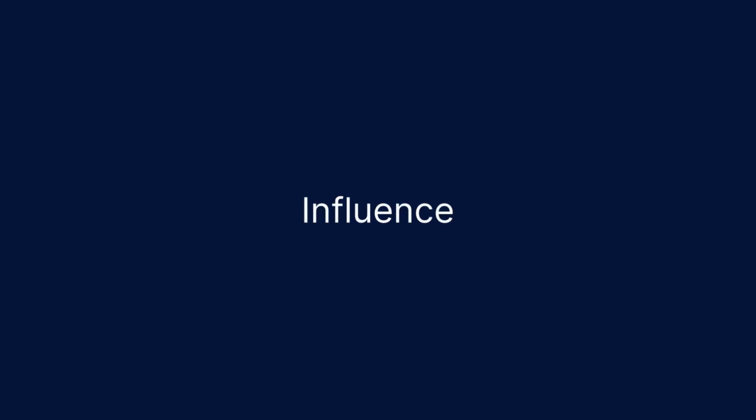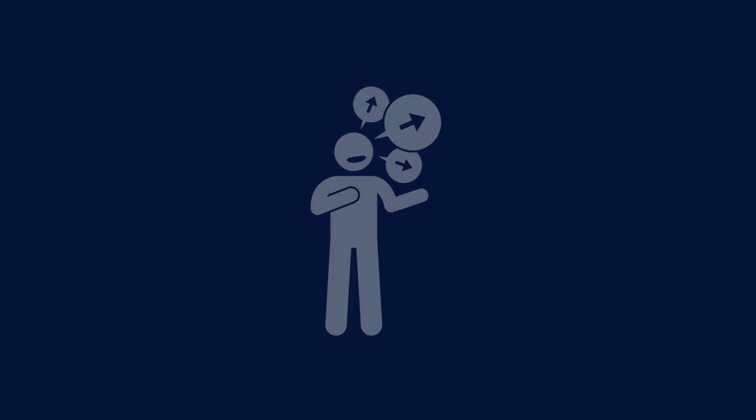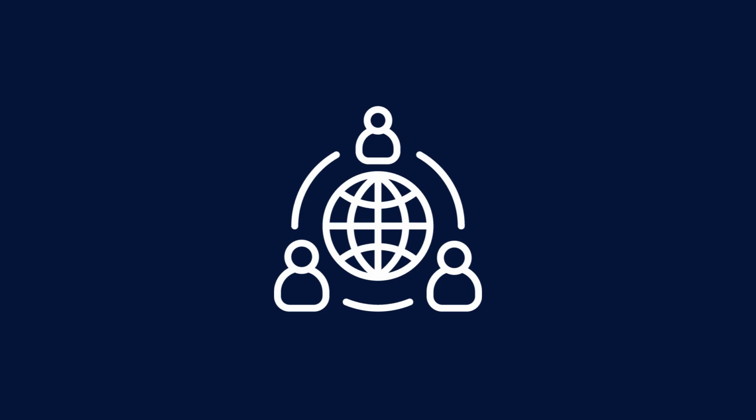Influence is the second. People with an influential style are sociable, outgoing, and persuasive. They thrive on building relationships, inspiring others, and are skilled at networking.